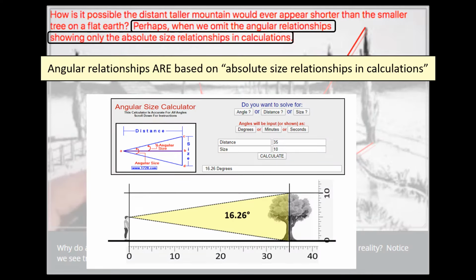And this is why flat earthers fail to understand how perspective really works, because those angular relationships are based on absolute size relationships in calculations.